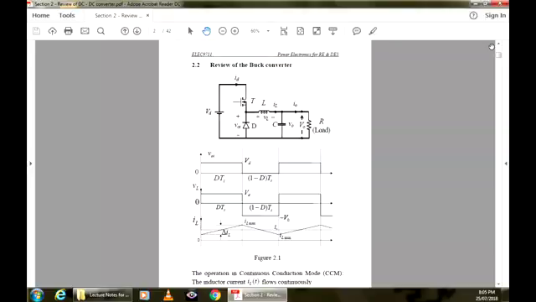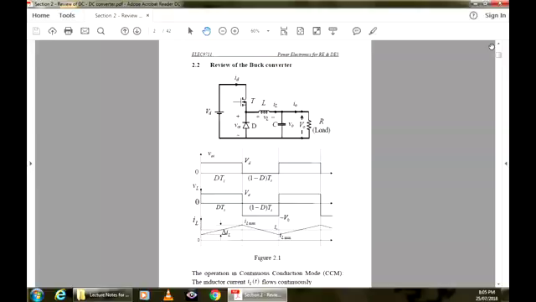Now, one more thing to understand is that when you turn it on and the capacitor voltage is V0, what voltage are we applying across the inductor? VD minus V0, right? This is V0 and this is VD. So when you turn the switch on, the voltage across the inductor will be VD minus V0.